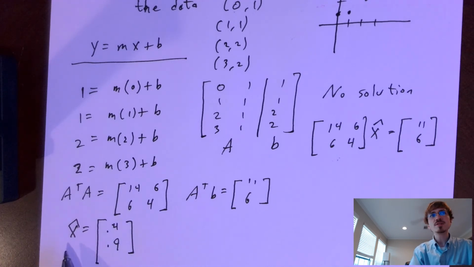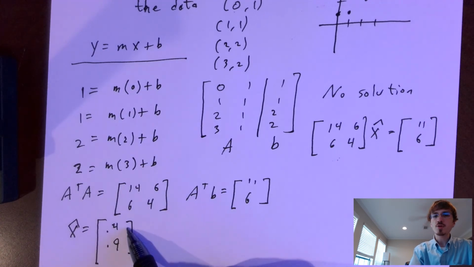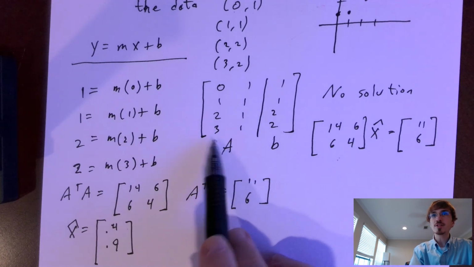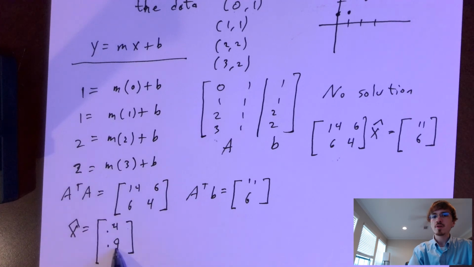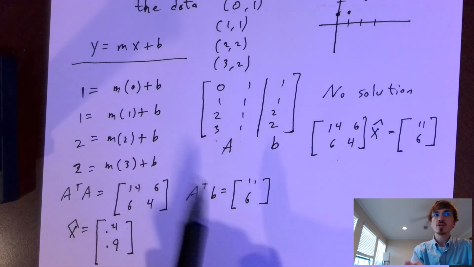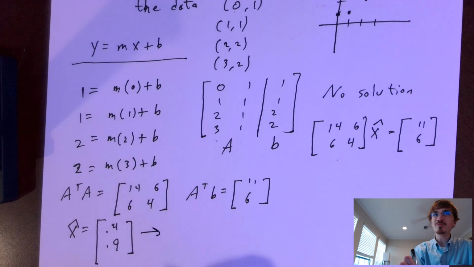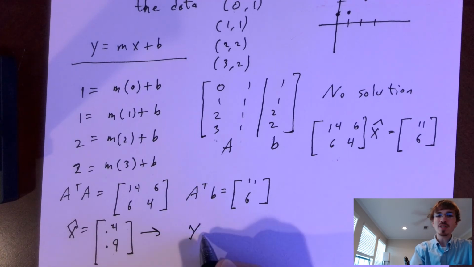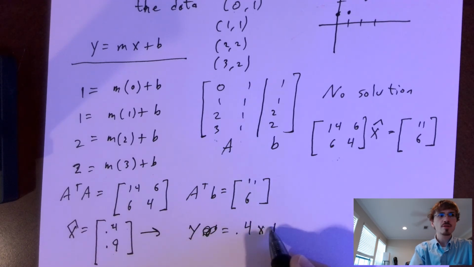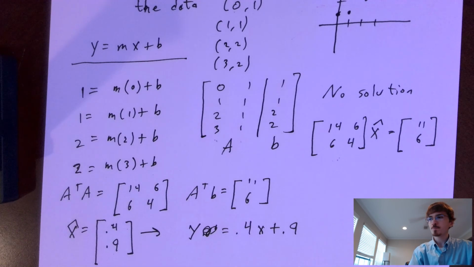So what does this mean? What's this vector x hat? This is the best solution. The first entry corresponds to the values in this column. And what were the values in this column? Those were m. The second entry, 0.9, corresponds to this column in our matrix, which is the value for b. So this means that the line of best fit is the equation y equals 0.4x plus 0.9. And that's kind of cool.